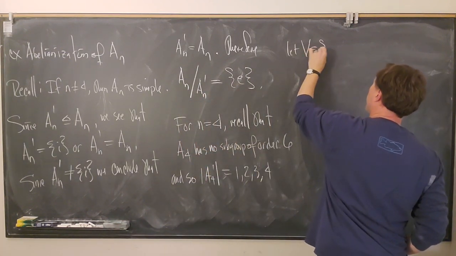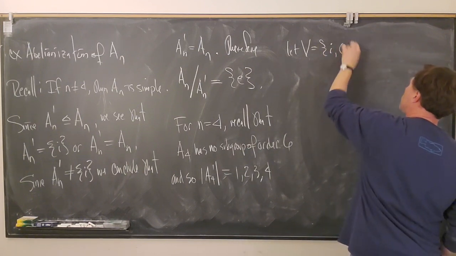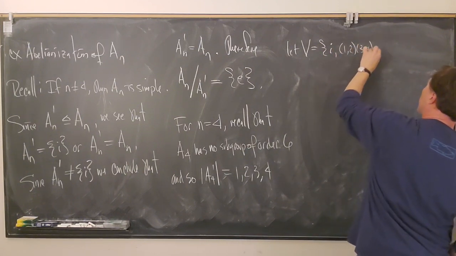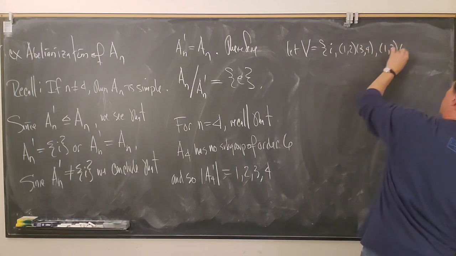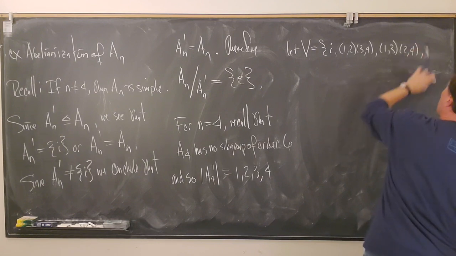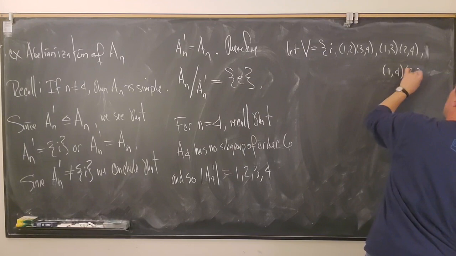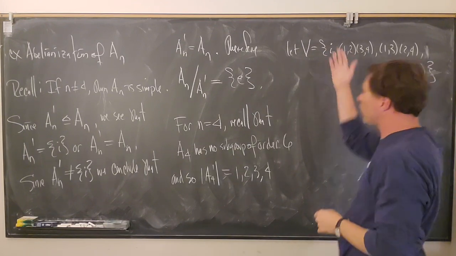V consists of the following. So it'll have the identity. It'll have (1 2)(3 4), (1 3)(2 4), and, sorry, I ran out of room again, (1 4)(2 3). This is isomorphic to the Klein 4 group.